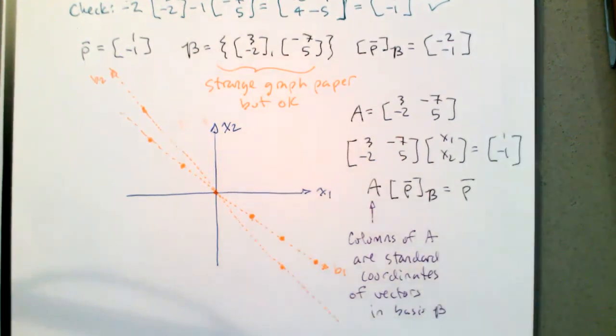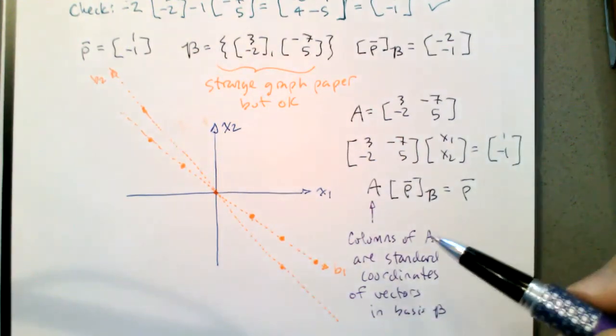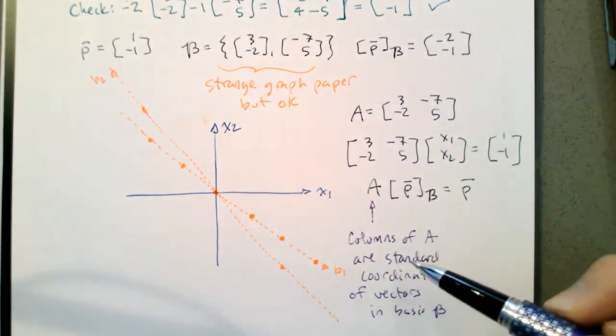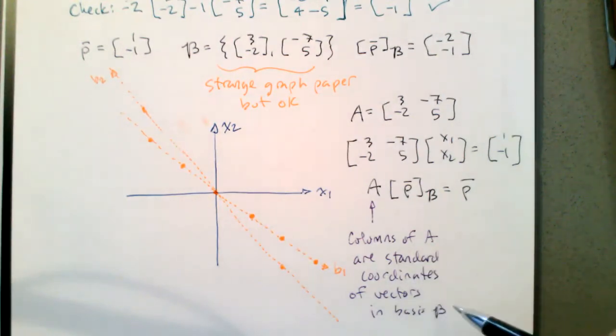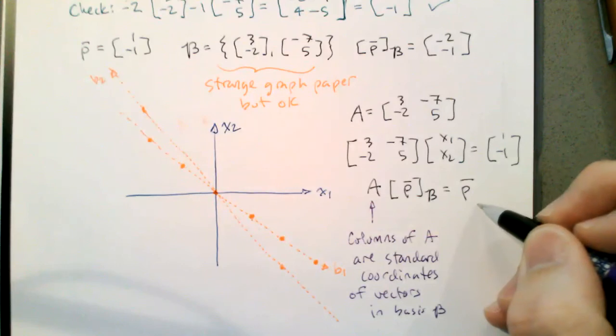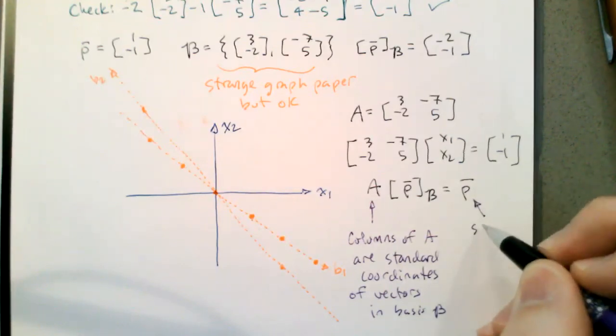If I multiply the columns of A, which are the standard coordinates of the vectors in the basis B, notice that that pops out the standard coordinates.